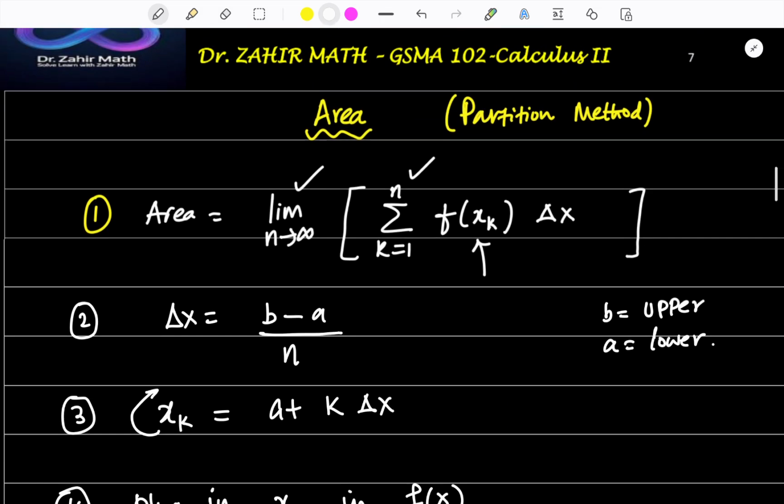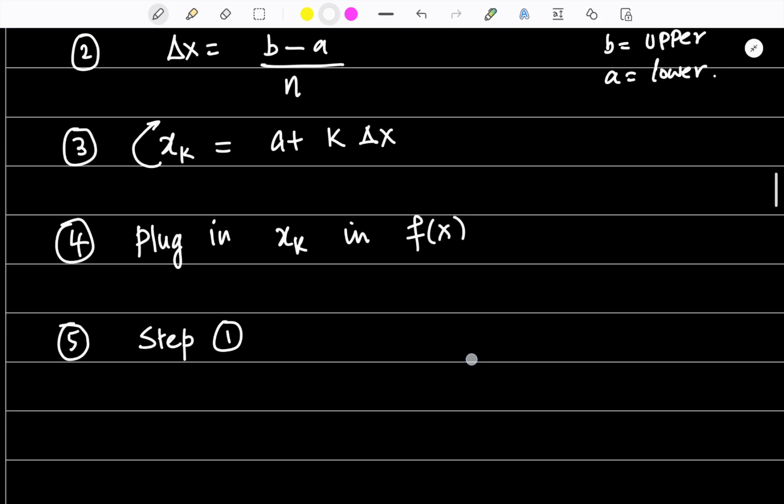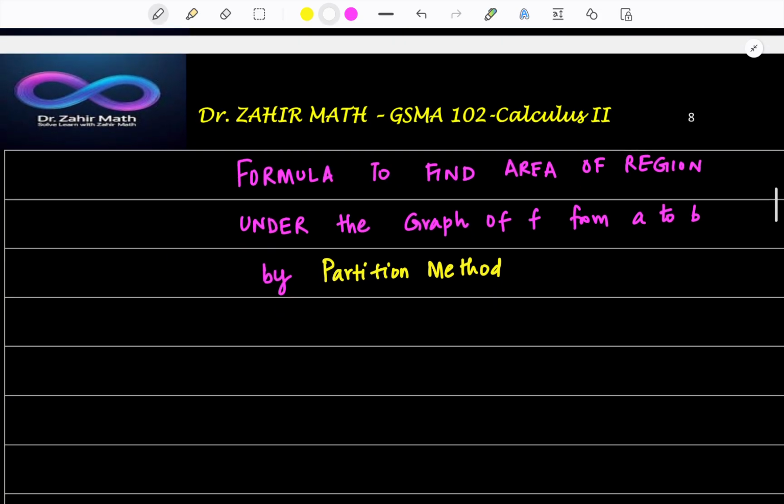Understand the concept. Once again, this is the formula. You have to remember it, there is no excuse for this. Area is equal to the limit as n tends to infinity, summation k equals 1 to n, f of xk times delta x. What is delta x? B minus a divided by n. What is your xk? A plus k times delta x. Plug in this xk in f of x, and then go back to step number 1.